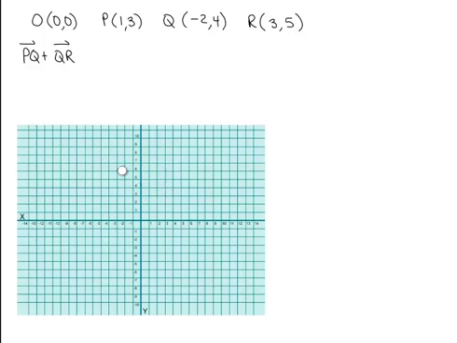So that was the first example. The second example is going to be OP plus RQ. So O is here. P is at 1, 3. So here's vector OP. Put that in green. We have R, which is at 3, 5, and Q, which is at negative 2, 4. So here is RQ, going from here to here.